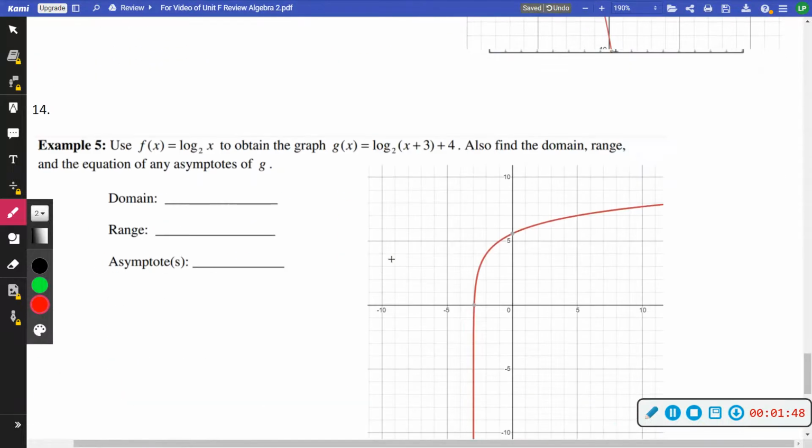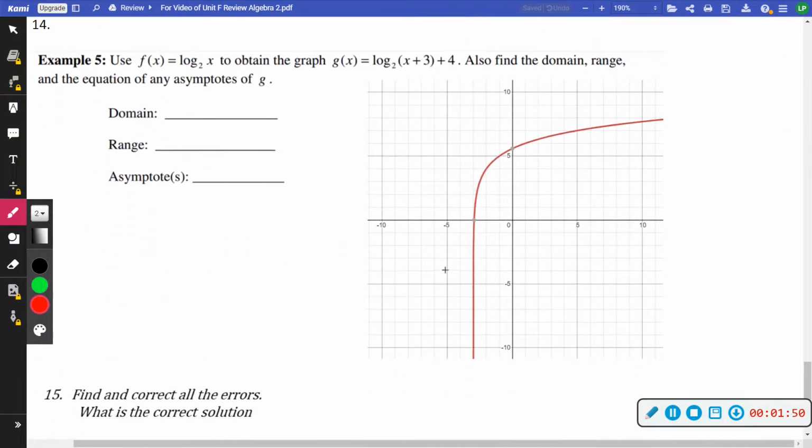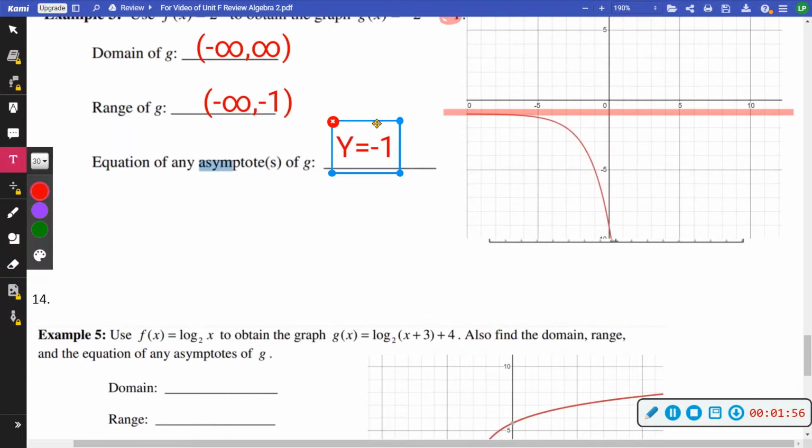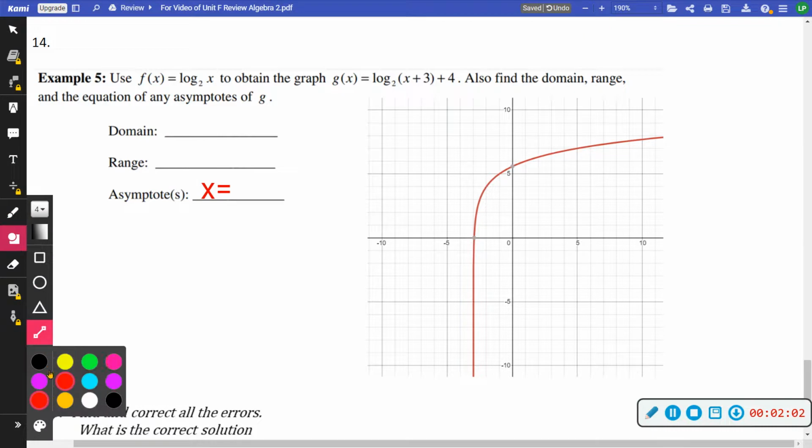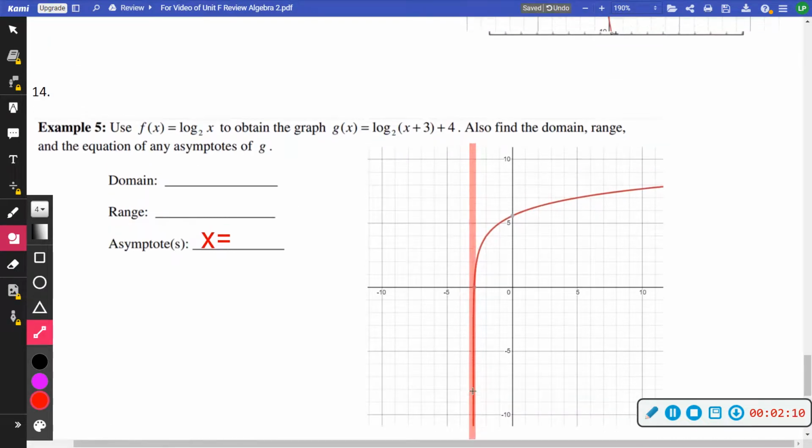Now, when we look at the logarithmic function and we talk about domain and range, this time the asymptote, instead of y equals, it's going to be x equals. Because the asymptote is right here. And on the graph, that looks to be about -3. And it is because it comes from this. If that's +3, the asymptote's -3.